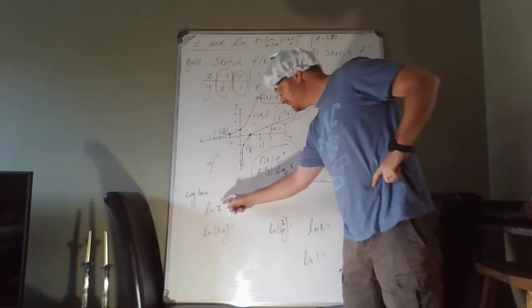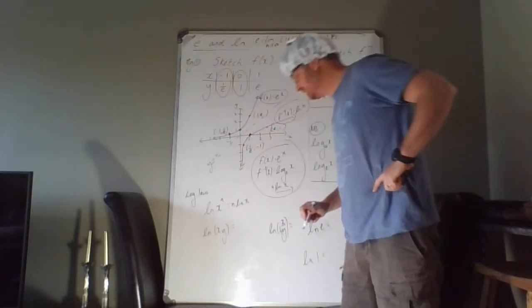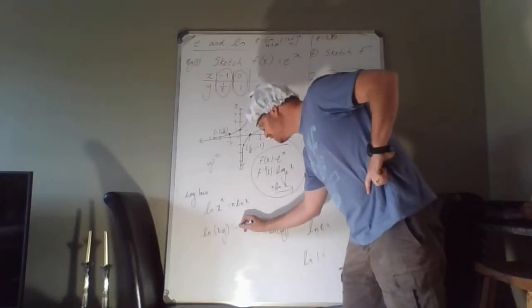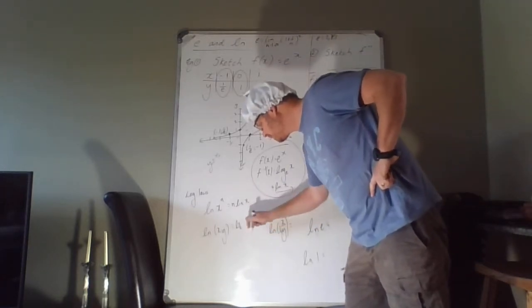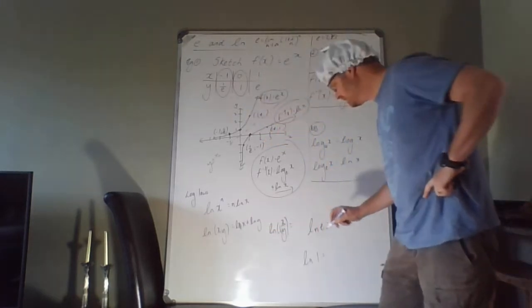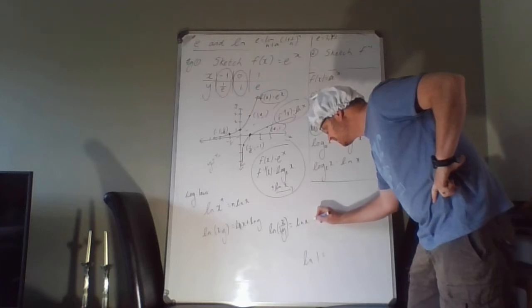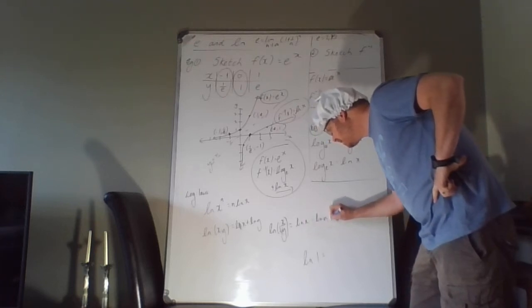Right, so ln x to the n is going to be n ln x. Ln xy is going to be ln x plus ln y. Ln x over y is going to be ln x minus ln y.